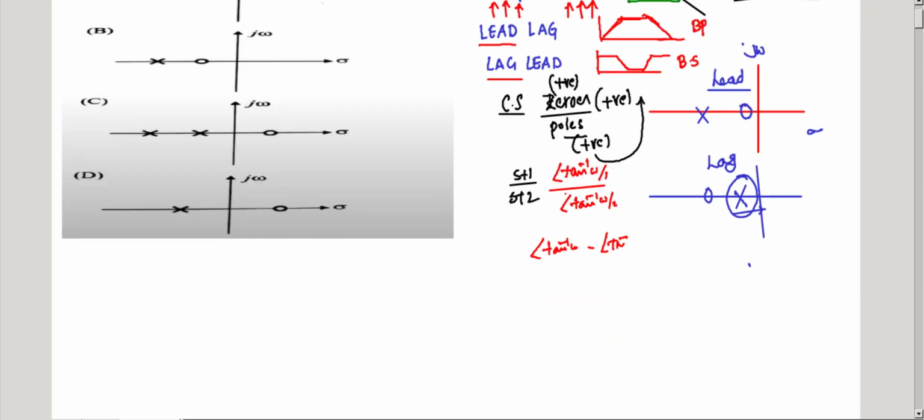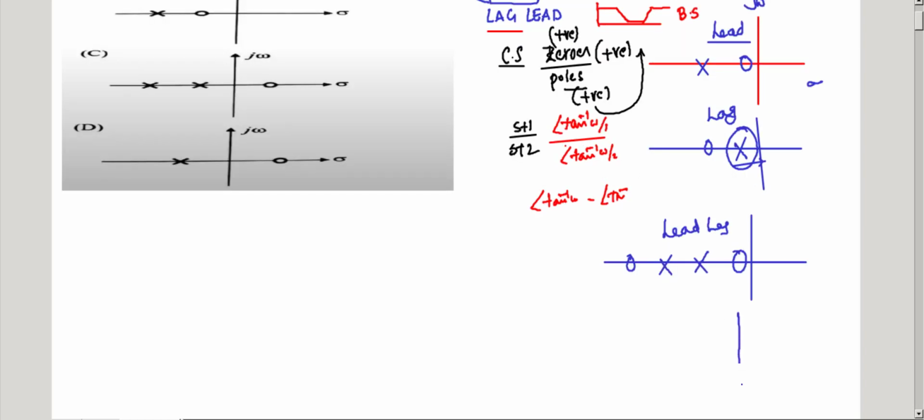Next, lead lag compensator. Lead is how much? High pass filter. High pass filter means angle positive. Angle positive means 0 will come into picture here, and pole here. After that, lag is going downwards, angle is negative, pole, and you have a 0 here. This is a lead lag compensator. Next, lag lead. First lag means angle going negative. Angle negative means it will be pole and then 0. Again you have 0 and pole, lag lead.